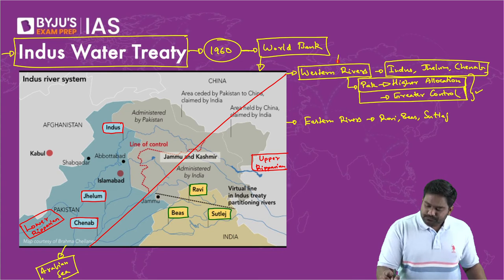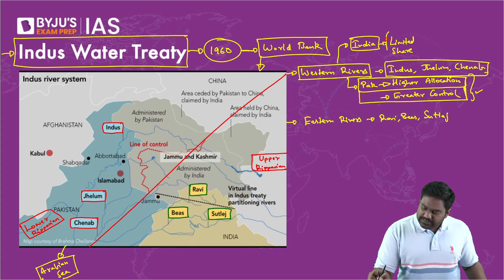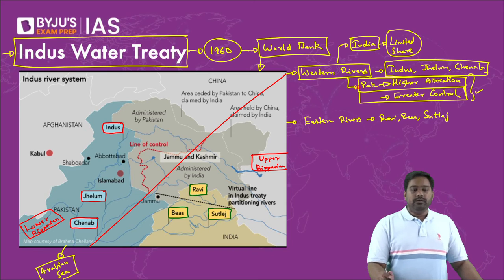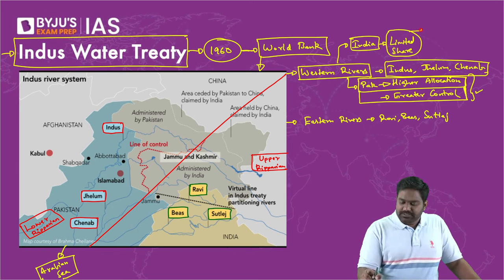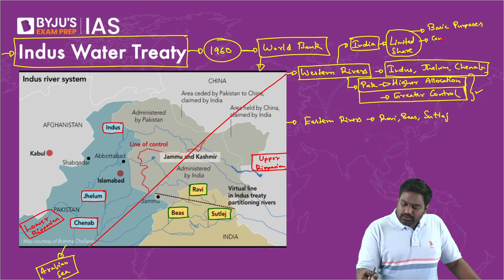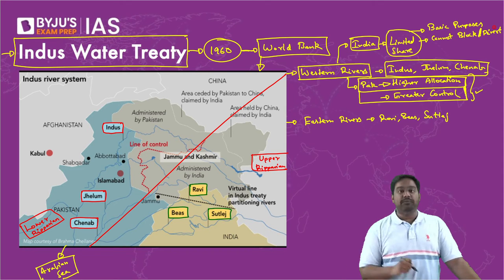which means India has been given a limited share of Western rivers. It's not that we can't use Western rivers, we can, but there is a limited share. All right. Only a small part of it has been assigned to India. We can use it for some basic purposes. And the condition on India is that we cannot block or divert these three rivers. This cannot be done. It is explicitly prohibited.